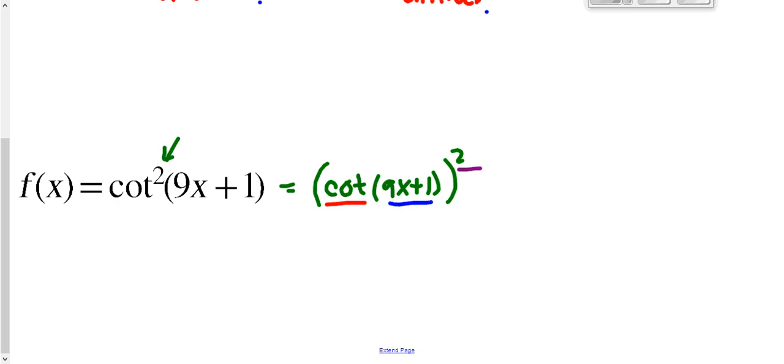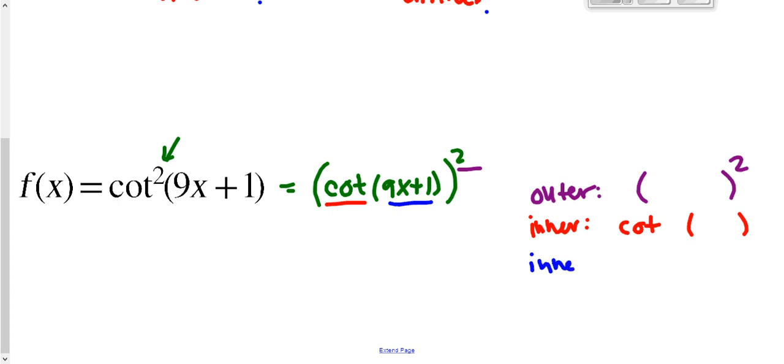So the outer, let's see if we can identify, all the way on the outside is that squared that is happening. Then, because we always work our way out to in, all the way on the outside is outer. The next inner part would be the cotangent of something. And then our last part, so think about the peanut all the way in the middle of that M&M, maybe you can call it inner squared, inner times 2, the innerest, whatever you want to call it, is going to be the 9x plus 1.